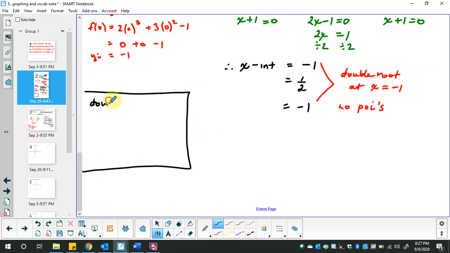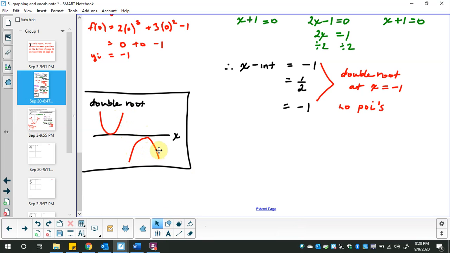So a double root is a root, meaning it has to happen on the x-axis. I'm not even drawing the y-axis because it doesn't even come into play. So a double root does one of 2 things. It either comes from above, hits the x-axis, and bounces up, or the alternative is that it comes up, hits the x-axis, and bounces down.